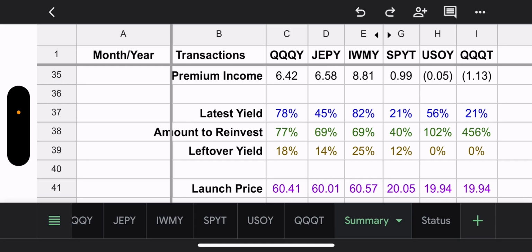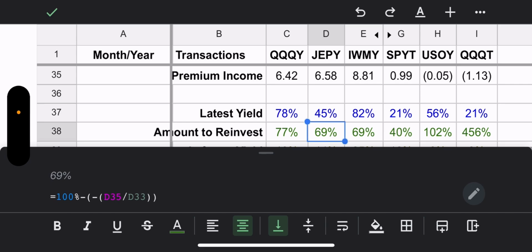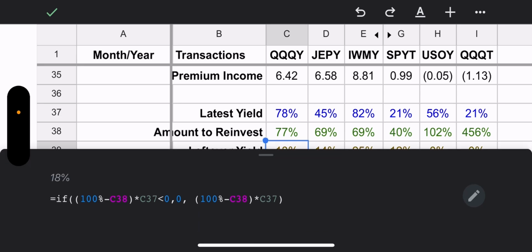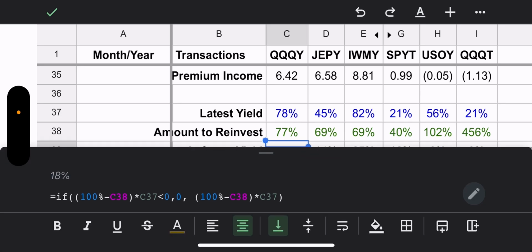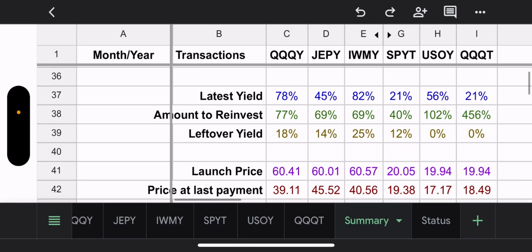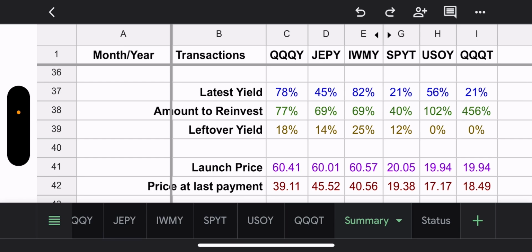Again, that's just what I'm showing. You guys can disagree with me if you want. Obviously, some are higher. JEPY is a little lower. IWMY, they're both at 69%. SPYT, 40%. USOY and QQQT, they're having a rough go at it, but it is what it is. This is just showing what the true yield would be when all said and done after the reinvestment. But that's not as important.